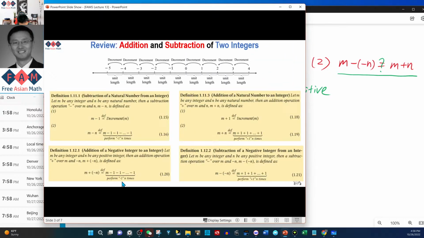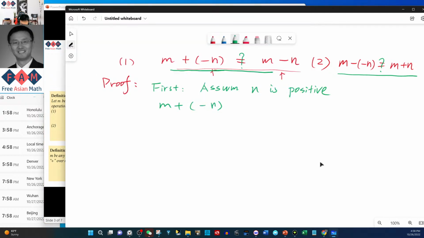We go back to our definition. It's right here. It's definition 1.12.1. Okay? So n is an integer, any integer, but n is positive. And we define n plus negation of n as m, which equals n minus 1, minus 1, minus 1, and we do it n times. This is by definition, right?